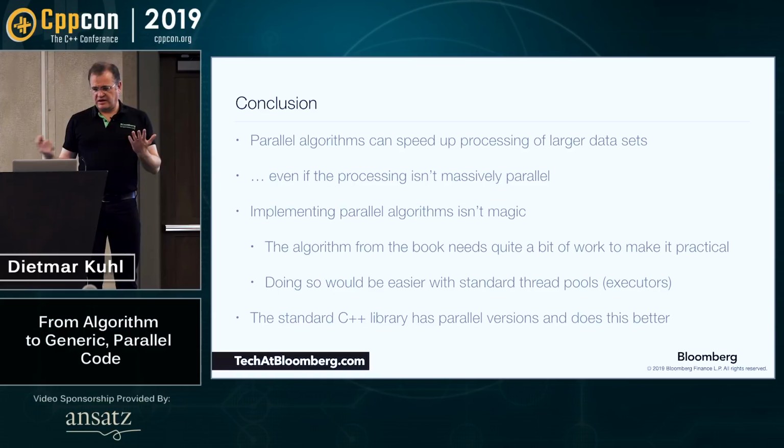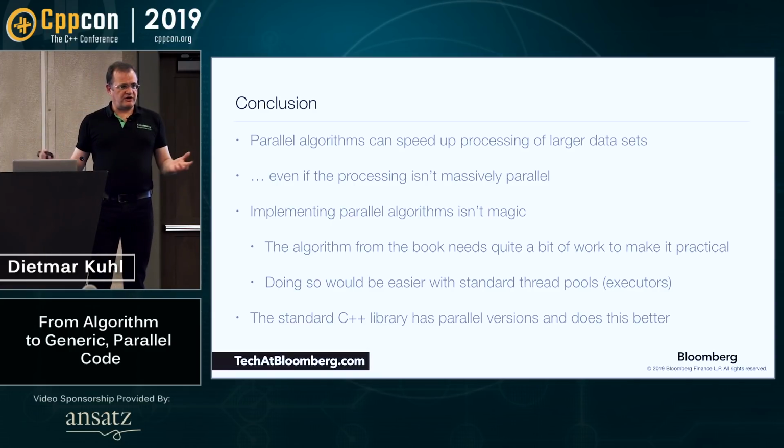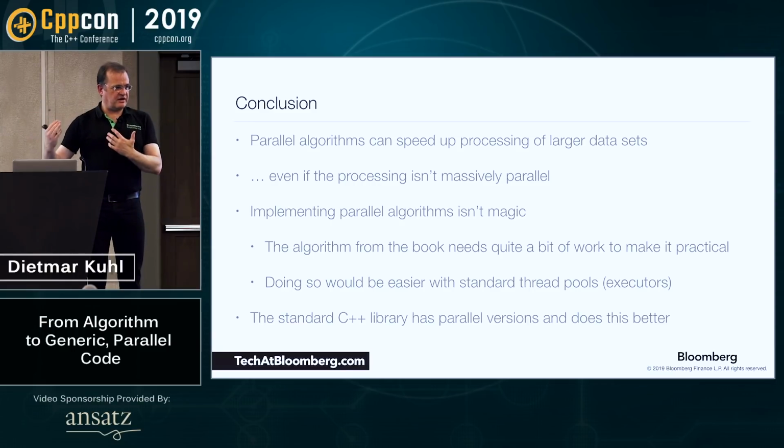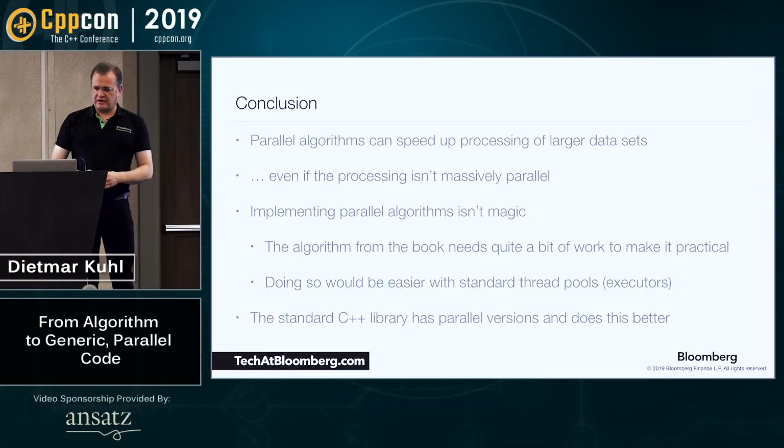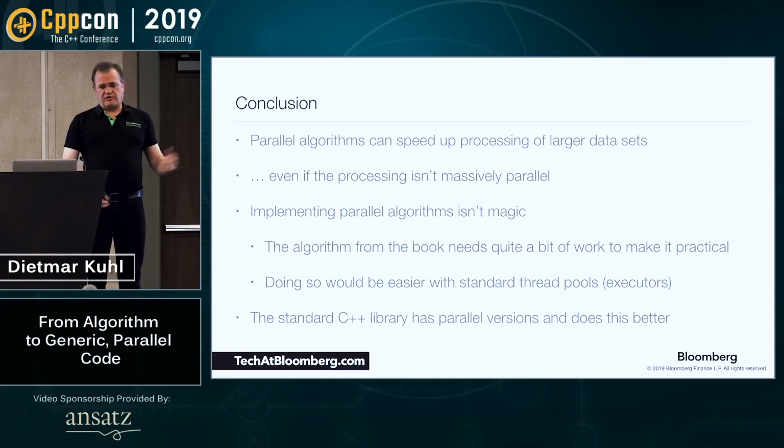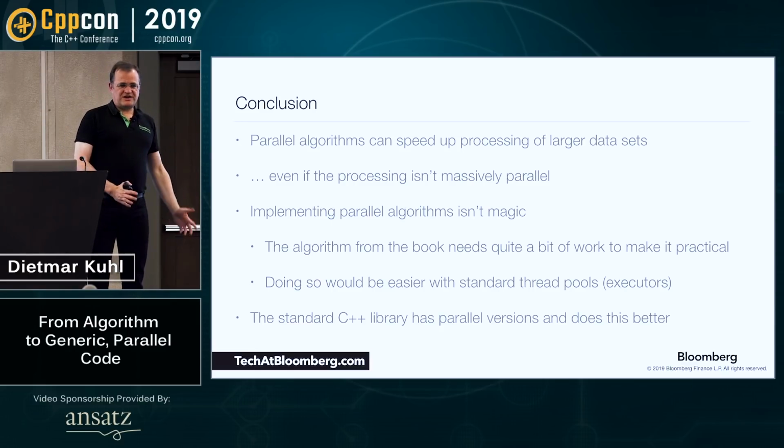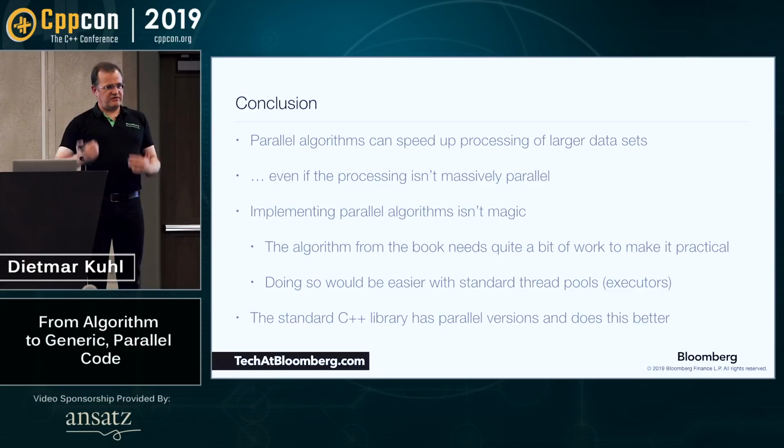And that's even true if you don't just have massively parallel algorithms, but something where there's a dependency between elements, as in an inclusive scan. And then the other part is, although I didn't achieve the standard library thing, I think the implementation of parallel algorithms isn't magic either. We can entirely do it, and if we want to or need to implement a parallel algorithm, we can do that.